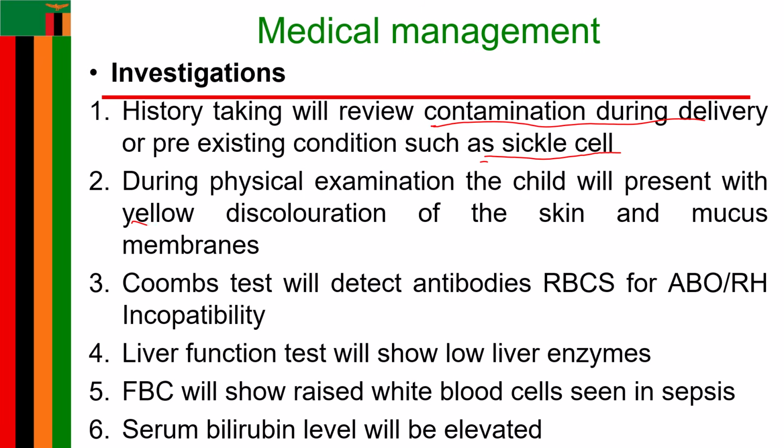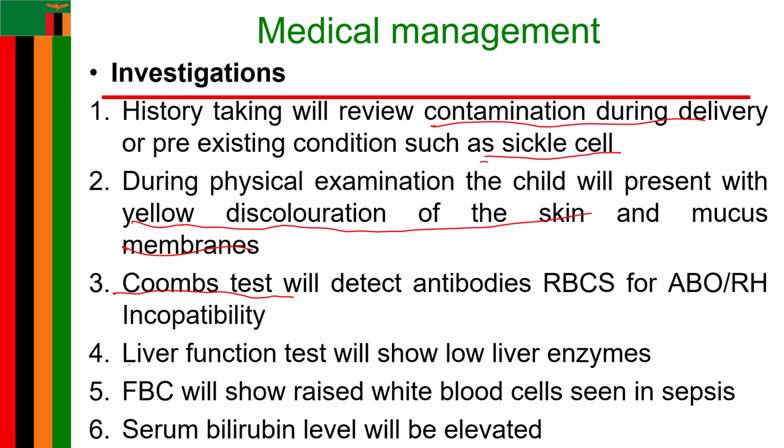Then during physical examination, the child will have yellowish discoloration of the skin and mucous membranes. You can do a Coombs' test, and a Coombs' test will detect antibodies for ABO or rhesus incompatibility. So for a Coombs' test, you are getting blood directly from the umbilical vein. Then you do the Coombs' test. That will show whether it is ABO incompatibility or rhesus incompatibility being caused in a newborn baby.